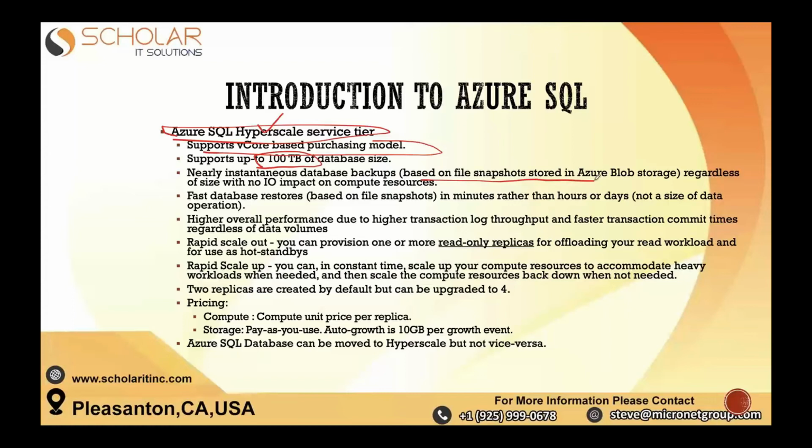The backups are based on file snapshots, and those snapshots are stored in Azure Blob Storage, and even the files are stored in Azure Blob Storage. Okay. Now it provides fast restores because backups are snapshot based. If you want to restore a database, it will just have to restore that entire snapshot.